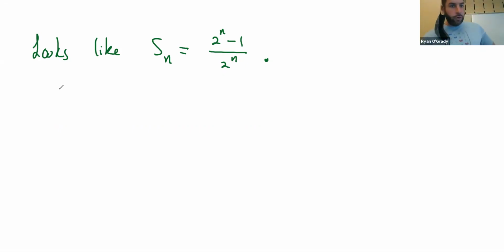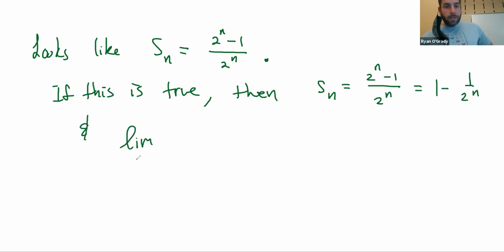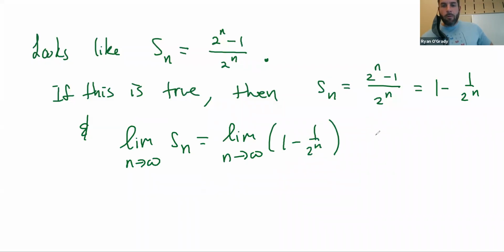So if this is true, then S sub n is equal to 2 to the n minus 1 over 2 to the n, which is the same as 1 minus 1 over 2 to the n. And beautifully enough, the limit as n goes to infinity of S sub n would be equal to this limit, which is 1 minus 0, which is 1.